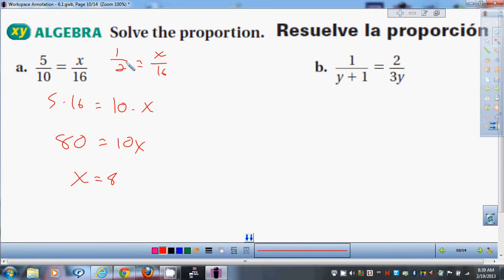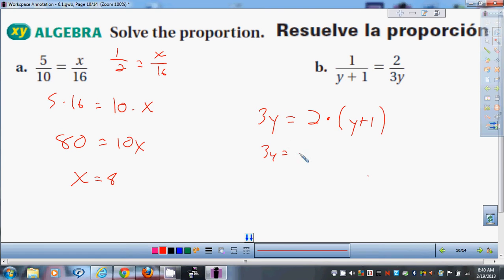Alright, let's try B. Now, that's going to be a little trickier to reduce, won't it? So, how do we solve it? Cross multiply. Now, I can tell you right now where everybody's going to go wrong with this. First of all, 1 times 3y, 3y. 2 times y plus 1, so many people are going to put 2y plus 1, which is incorrect. It's 2 times y plus 1. You have to distribute that 2. So that's actually 3y equals 2y plus 2, because it's 2 times y, and it's 2 times 1.